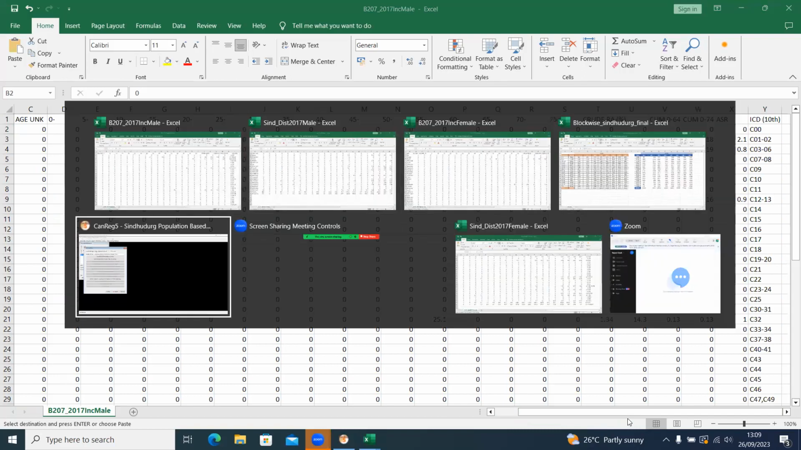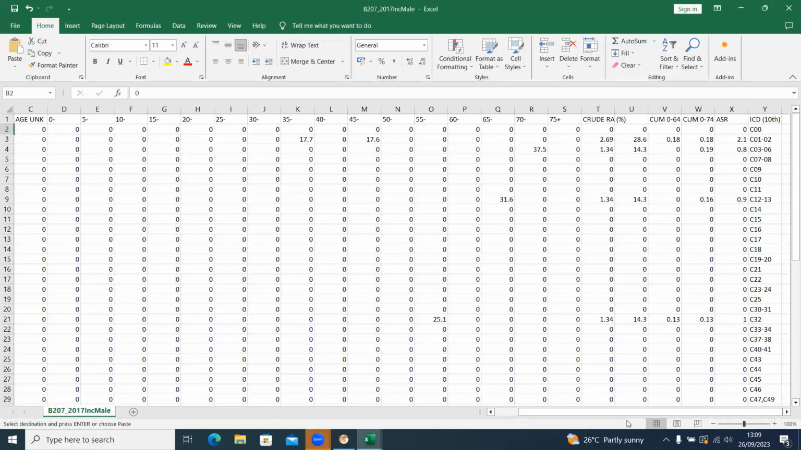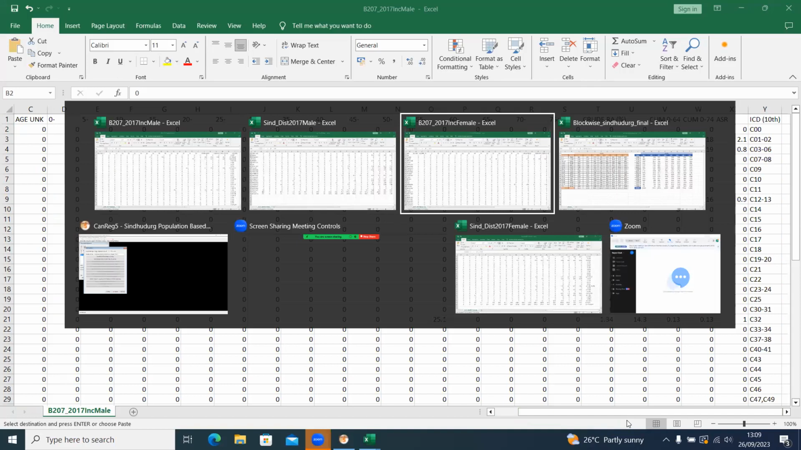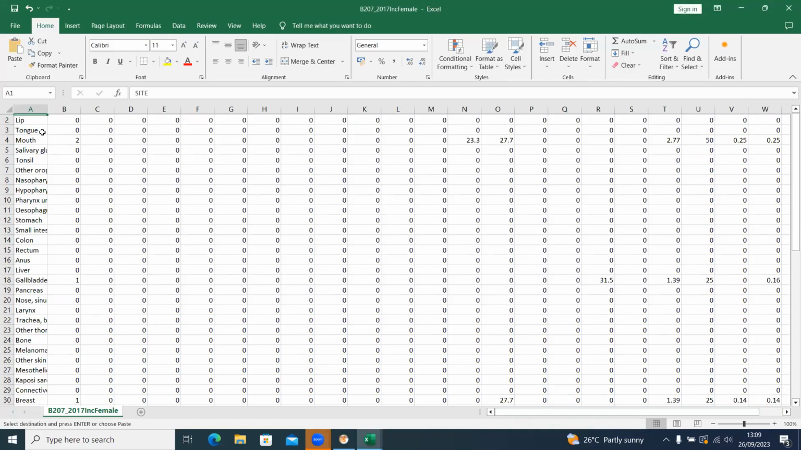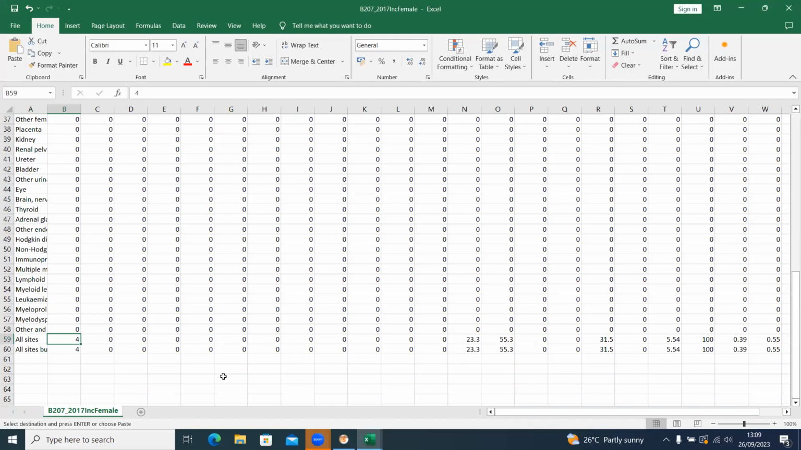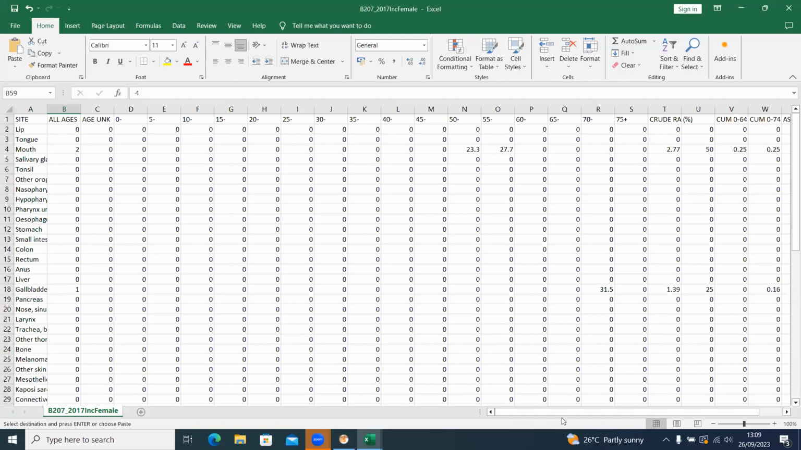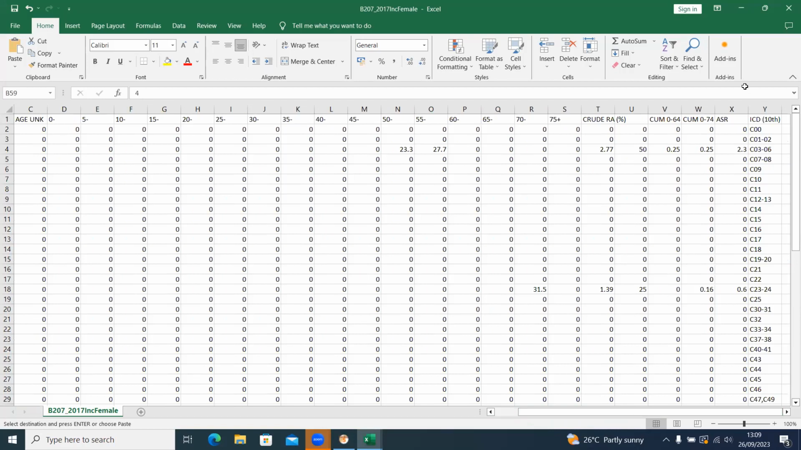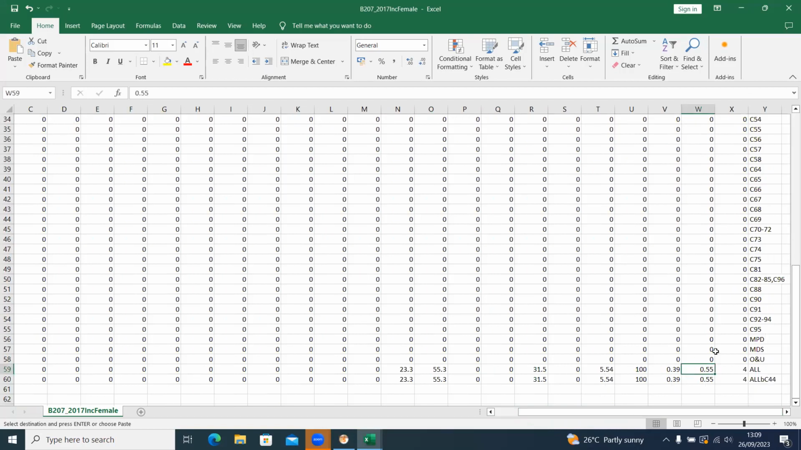Any doubts regarding this? This is for the females. We have a total number of cases of 4 in this particular block. So this is how we have been able to generate it for that particular block. Whenever you want to calculate for a particular block or for a particular area, it is definitely very important that you have the population data set for that block, the age group wise population. Are there any doubts?